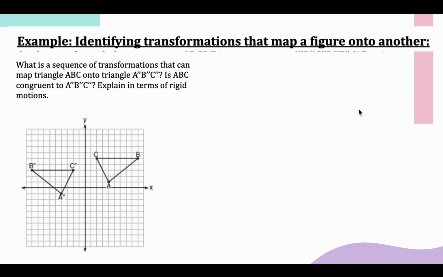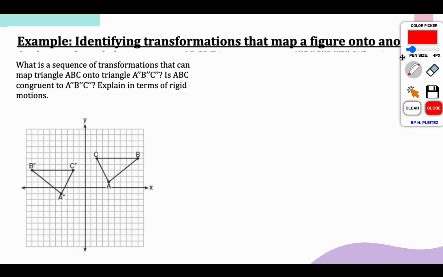So it says, what is the sequence of transformations that can map triangle ABC onto triangle A double prime, B double prime, C double prime? Is ABC congruent to A double prime, B double prime, C double prime? Explain in terms of rigid motion. So let's do some tests here. The first thing I'm going to test is just the names of the figures, because by a quick glance I can see that this figure is translated around. But let's just double check.